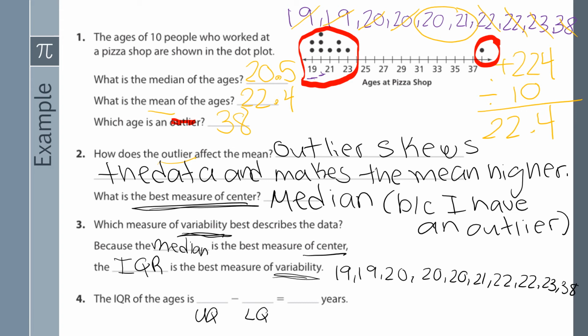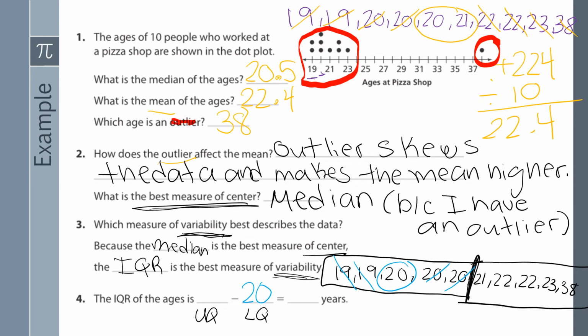So my median was right here between 20 and 21. To find my lower quartile, I got to find the middle of the lower half, which is 20. Remember this from box plots, I hope you do. And then the upper half, 22 is my upper quartile. So 22 minus 20 is 2 years. What this means is 50% of the people who work in this pizza shop are only 2 years apart from each other. That's all that means.